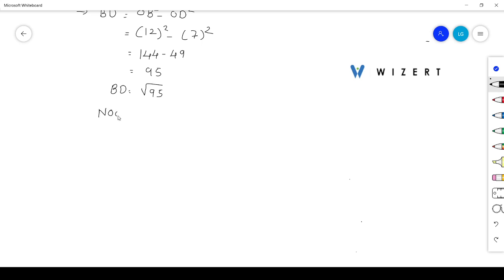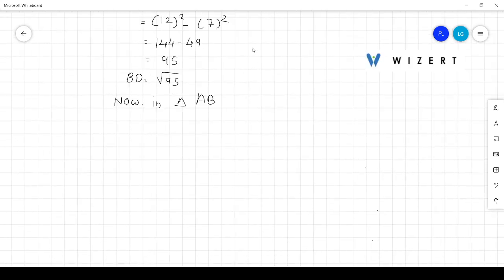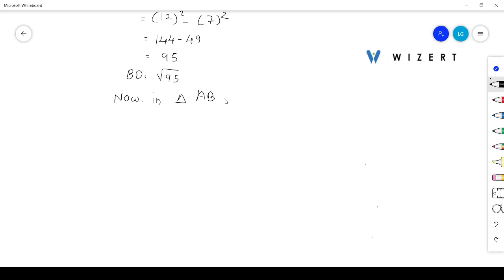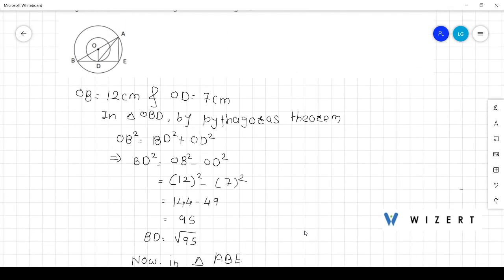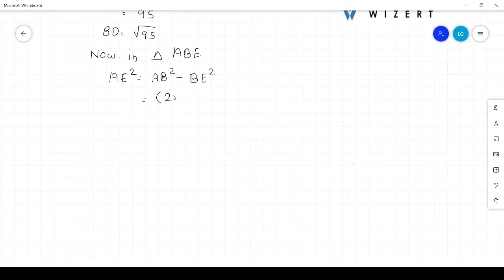Now, in triangle ABE, it is a right angle triangle at E. So by Pythagoras theorem, AE square equals AB square minus BE square, as AB is 2 times OB, so it is 24, and BE is 2 times BD, and we found BD as root 95, so it is 2 times root 95.